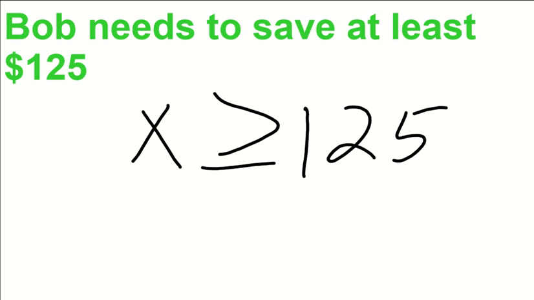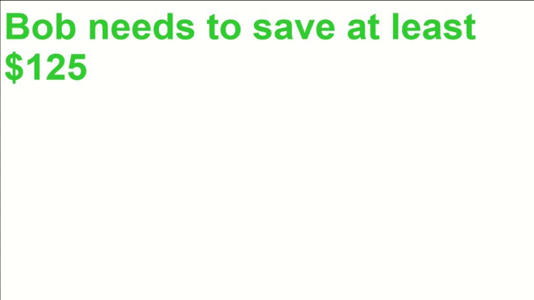He needs to save at least. If you see the word at least or at most, that means you've got the equals part of it. So you gotta have the line underneath. At least means that's the lowest you could have is 125. So you gotta go greater than, that's why it's greater than or equal to, okay? At least and at most are probably two of the trickier ones to remember.